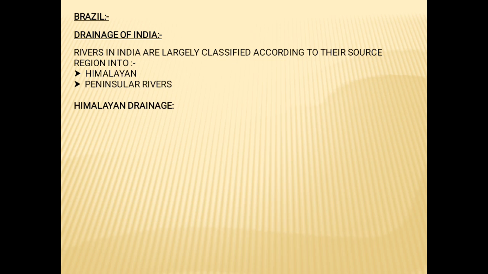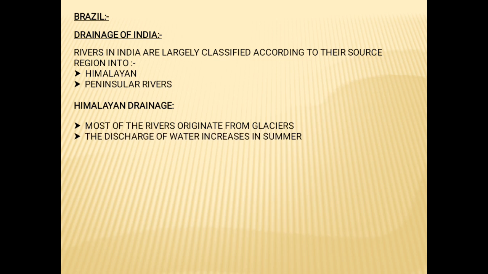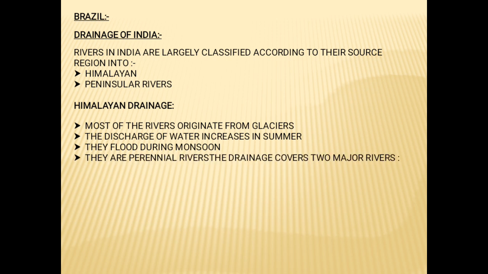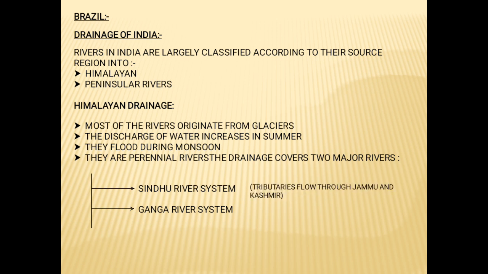Himalayan drainage. Most of the major rivers in the Himalayas originate from various glaciers. In summers, when glaciers melt, the discharge of water increases. They flood during monsoons. They are perennial rivers. The drainage covers two major river systems: number 1, Sindhu river system, and 2, Ganga river system.